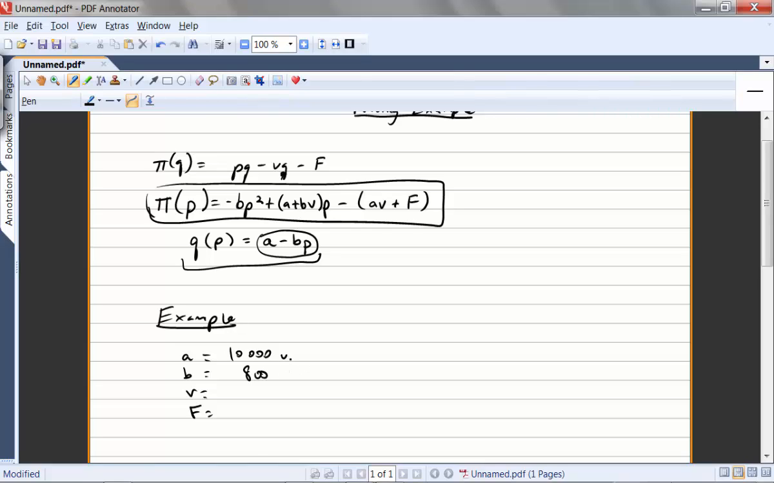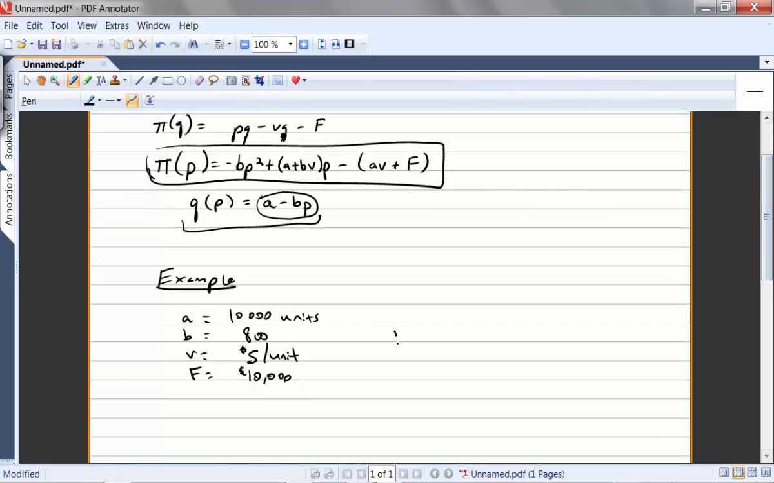So suppose A is 10,000 units. That is, whenever the company gives the product away for free, so price is 0, the demand is A, right? Q would be A in that case. And that can be at most 10,000 units. B is 800 units, so that means for a $1 increase in the price, the demand will fall by 800 units. And then the variable expense per unit is $5. Let's just assume that. So it costs the company $5 to make each unit. And let's assume that the fixed expenses are $10,000.